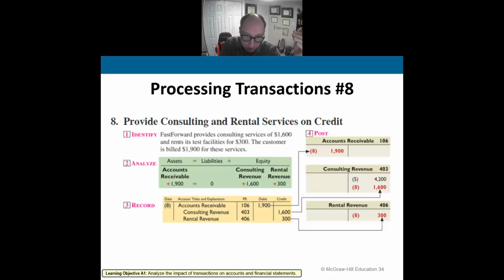So I debit my accounts receivable to increase my accounts receivable, and I credit my various revenue accounts based off of the sales I made. And then I post those to my ledger accounts. This is one of those examples where there's 3 different accounts being used.